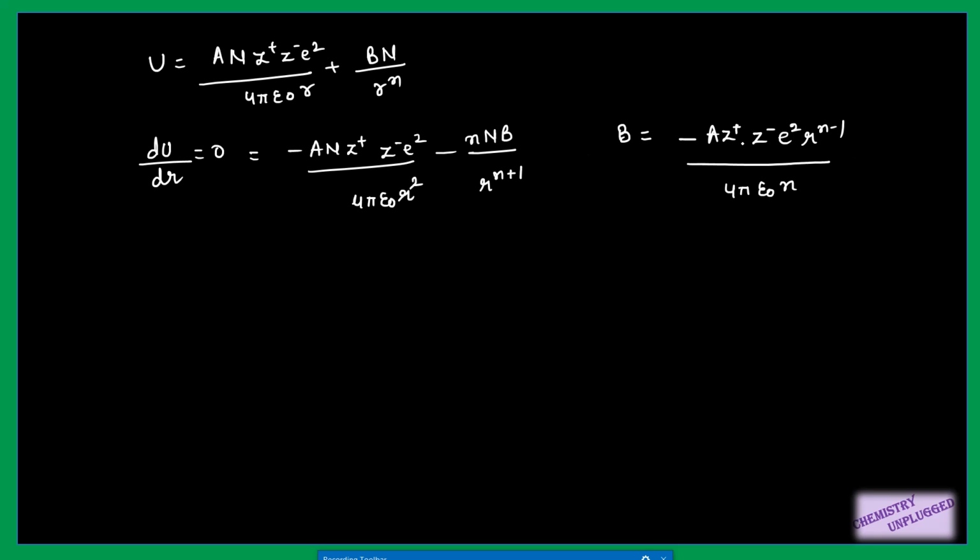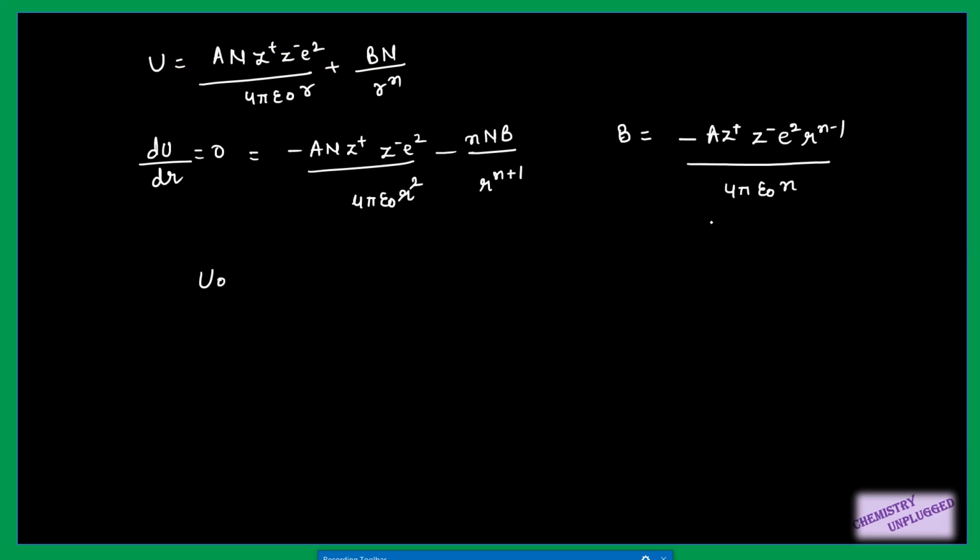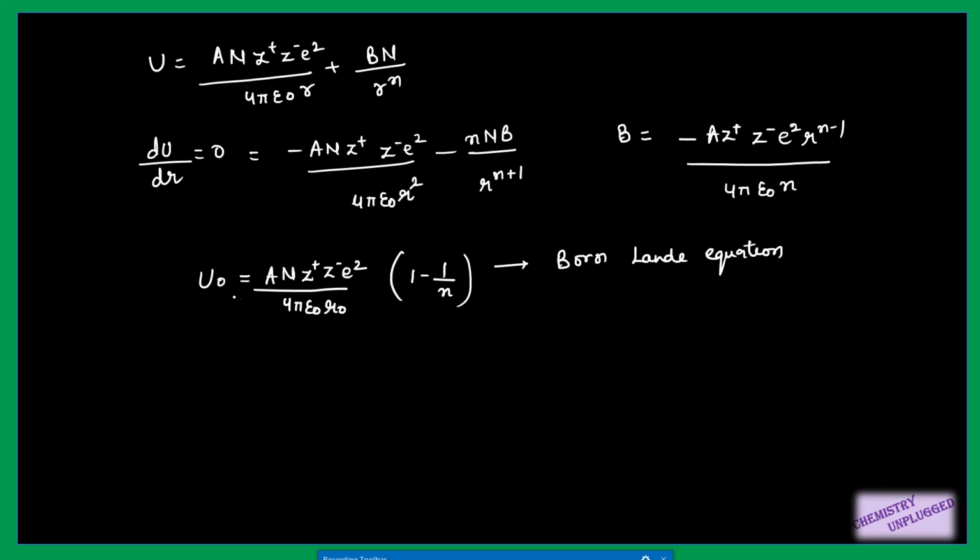Now we will place the value of B in this equation, and we will denote this lattice energy by U naught, because we are going to calculate it at this minimum distance, and this is called r naught, right? So this U naught will be equal to this, and at this point this r is also denoted by r naught. So you will get this equation, right? And this equation is called the Born-Lande equation.